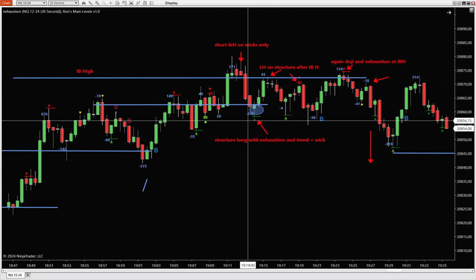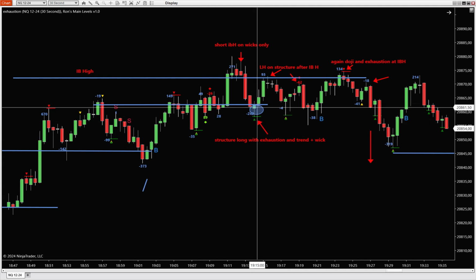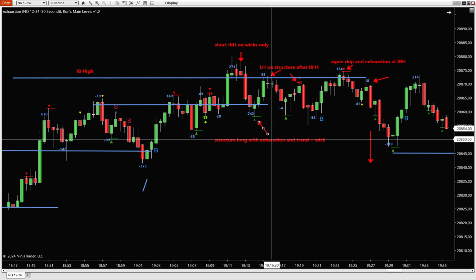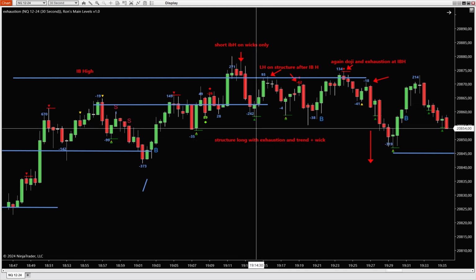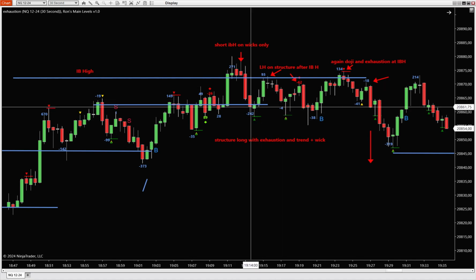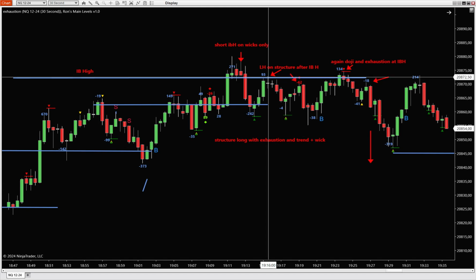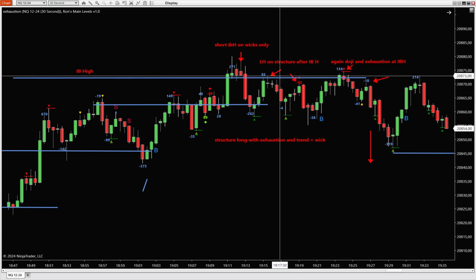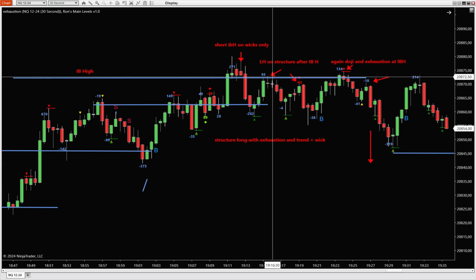You see, we see our confirmation here. We see the rejection on that candle. Do you guys see it? Structure long with exhaustion and trend and wick. This is with the trend, this setup here. Exhaustion, rejection into the initial balance. Small trade, but interesting. I took this second one, rejecting initial balance again.